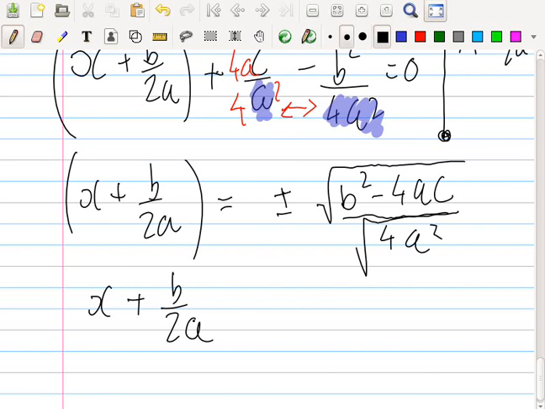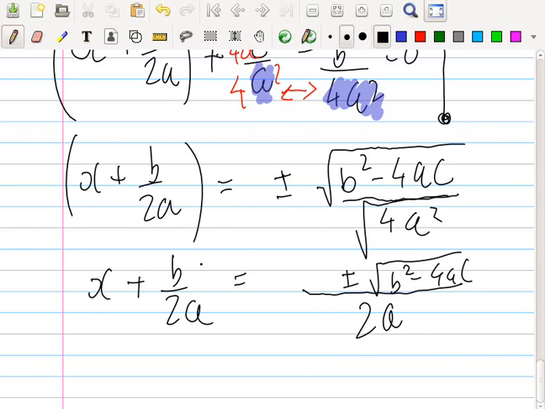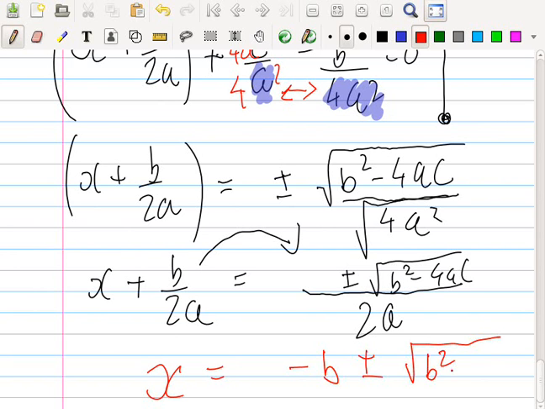x plus b over 2a equals, here I get 2a, here I get plus or minus the square root of b squared minus 4ac, and then the very last line, just take that over, and it's done. So I get x equals minus b plus or minus square root b squared minus 4ac all over 2a, and that's plus or minus here.